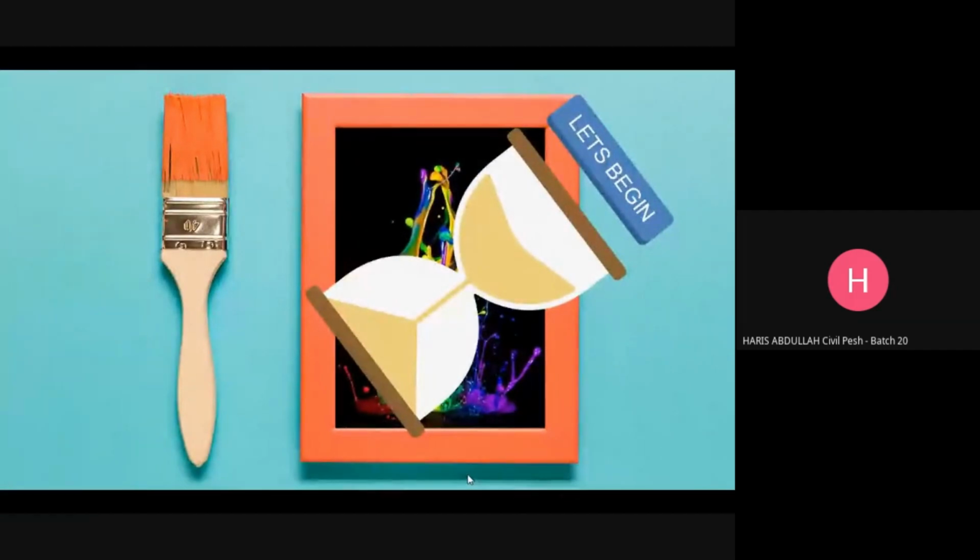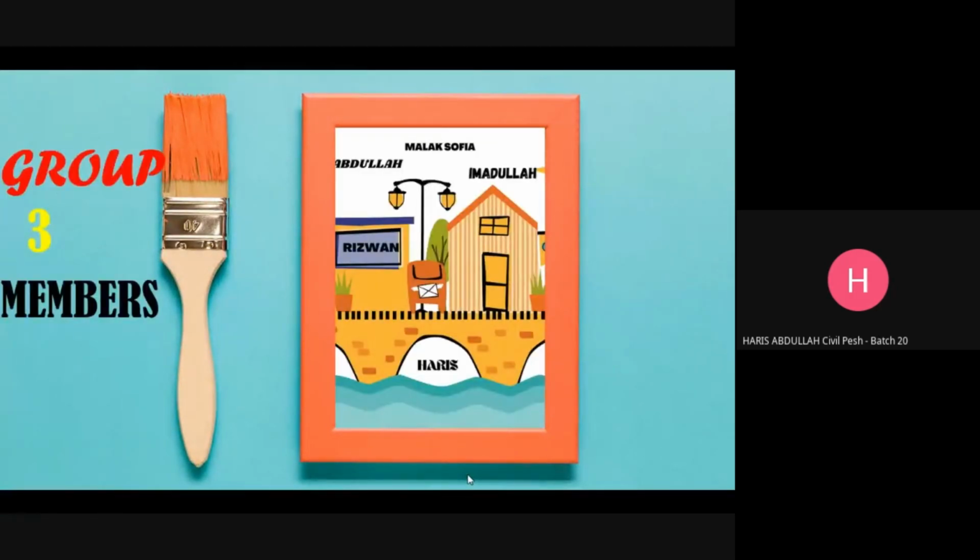Bismillahirrahmanirrahim. So let's begin with the name of Allah, and let's move toward that very essential part, and that is that I'm going to introduce myself. I am Haris Abdullah, and I belong to Group 3.